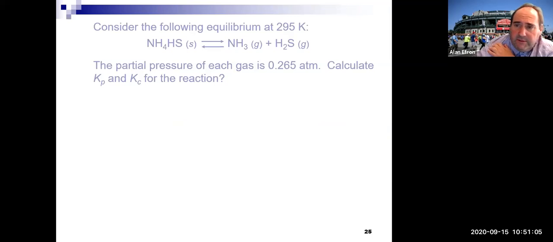All right, so I want you to try this one here. We have the following reaction. We want to calculate the Kp and the Kc for this reaction, so see what you come up with. Take a moment or two, a couple minutes.